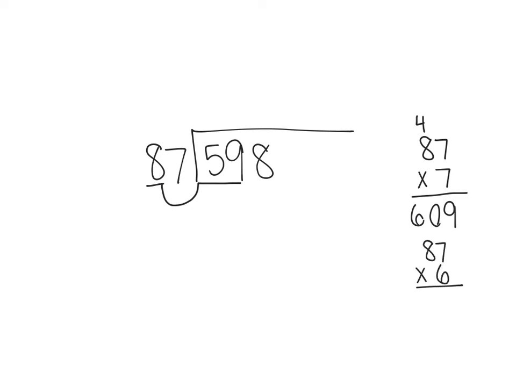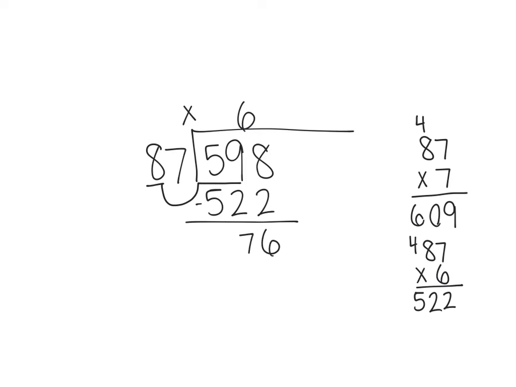So when you do this, 7 times 6 is 42. 8 times 6 is 48. 48 plus 4 is 52. So now when I put a 6 up top, I know that that's as close as I can get. I subtract this. 8 minus 2 is 6. 9 minus 2 is 7.